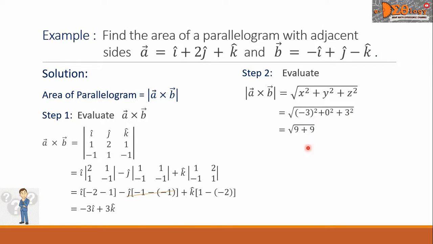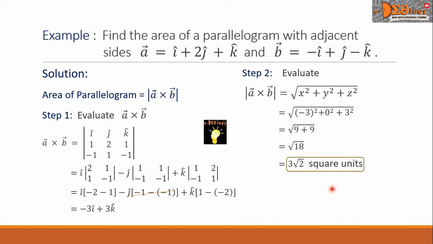Simplifying further, we have the big square root of 9 plus 9. We can simplify this further into 3 square root of 2. And since this is an area, we write square units. This is now the final answer.